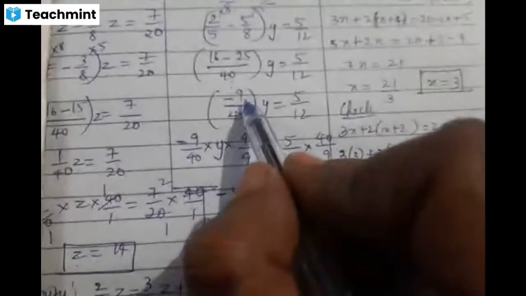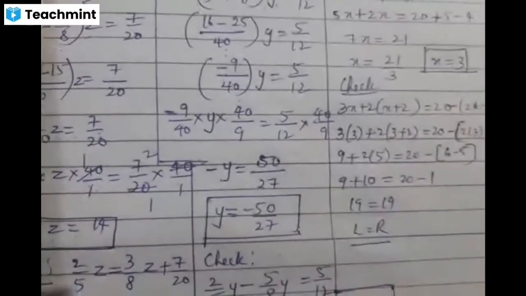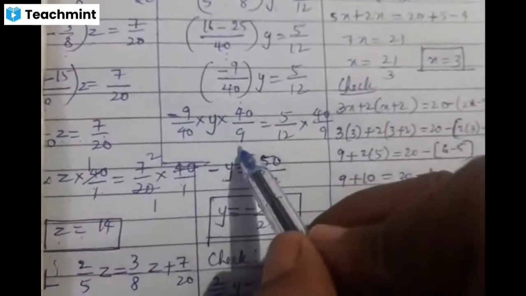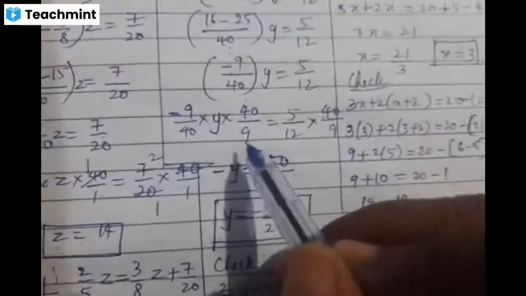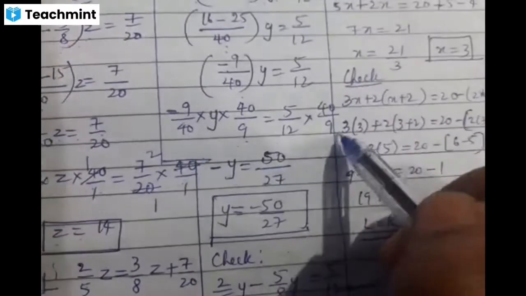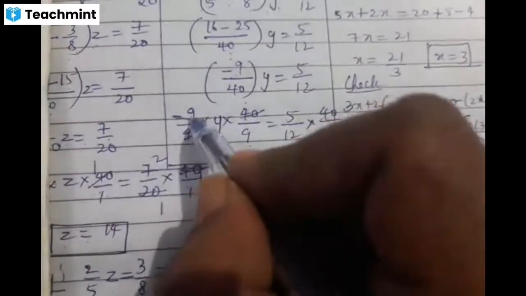I have to remove this 9 by 40. To remove 9 by 40, I have to multiply by 40 by 9. The reciprocal of 9 by 40 is 40 by 9 on the left hand side. When I have multiplied 40 by 9 on the left hand side, I have to multiply the same number on the right hand side. Now cancel 40 and 9.